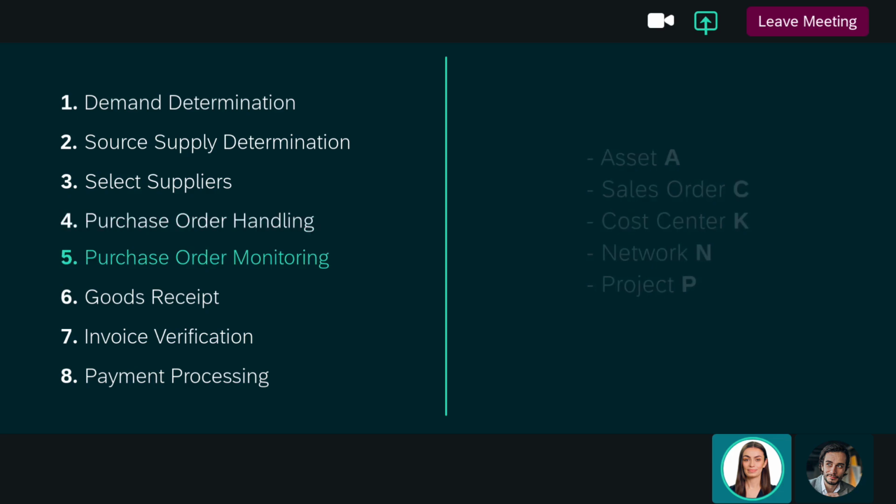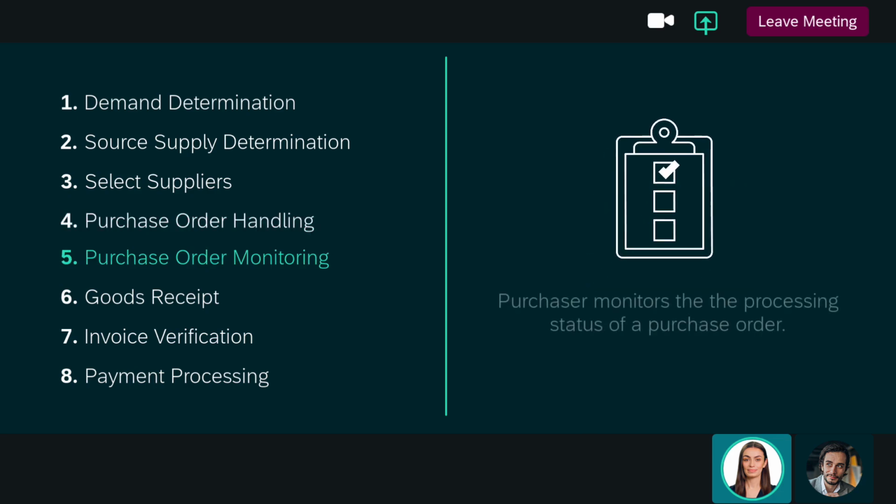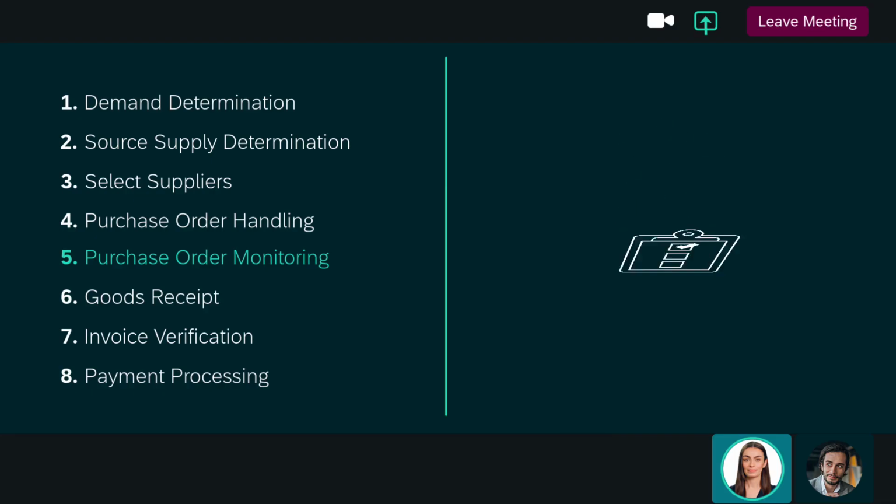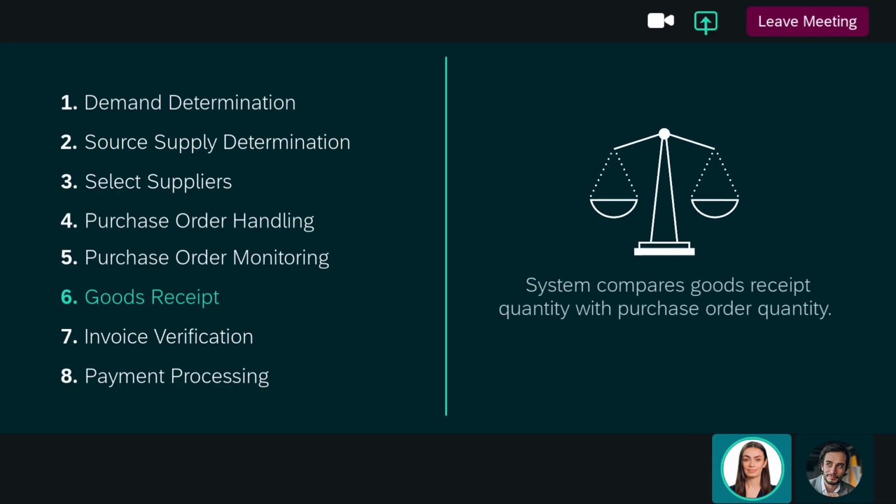The following step is purchase order monitoring. In this step, purchasers monitor the processing status of the purchase order. For example, they can determine whether the goods or invoice have been received. If this is not the case, dunning processes can also be initiated via the system. At goods receipt, the system compares the goods receipt quantity with the purchase order quantity.